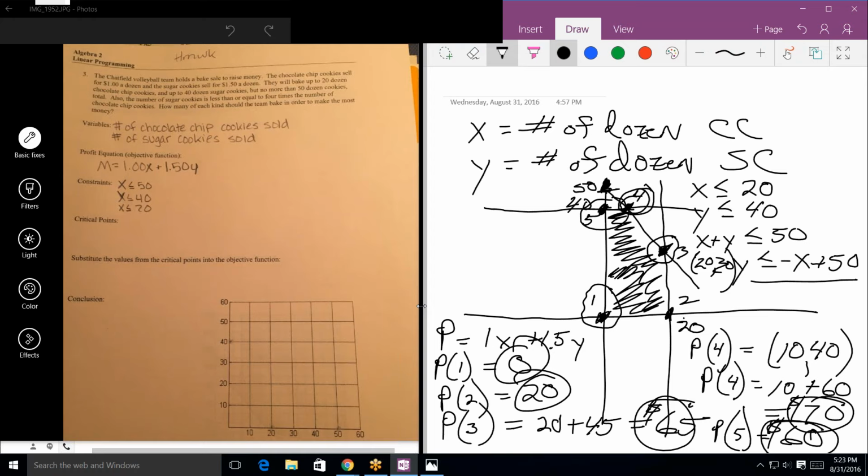Points 1, 2, and 5 are easy. That's 0, 0, that's 20, comma 0, and that's 0, comma 40, because they're part of the x and the y-axis. So the only 2 points that are tough to figure are points 3 and 4, and you've got to do it just the way we did it. You kind of have to assume that's an equation.